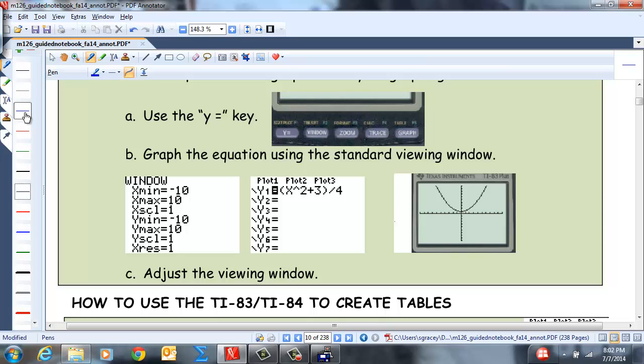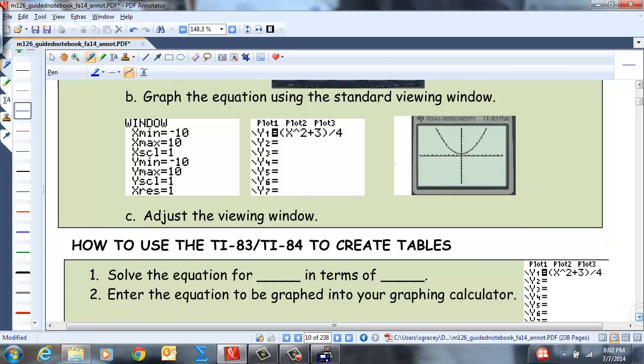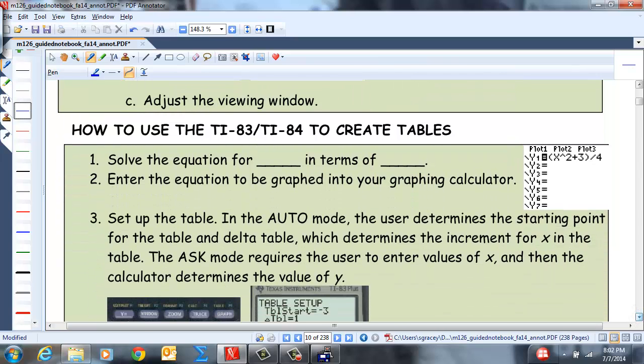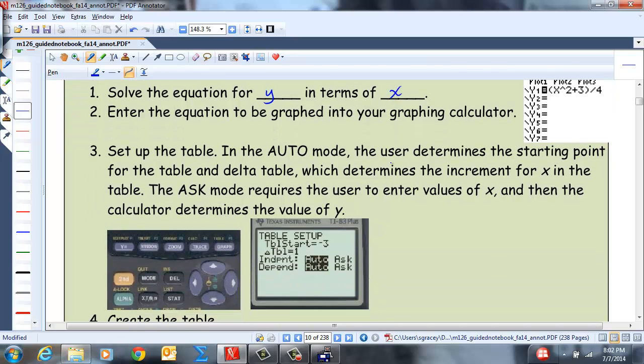Okay, so, oops, there we go. How to use the calculator to create tables. You do the same thing. You need to get that initial graph in your y1, which is your first equation in y. So you do the same thing. Solve the equation for y in terms of x, enter the equation, and then you set up the table.